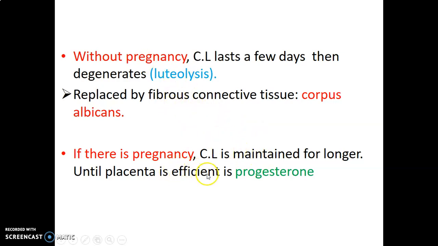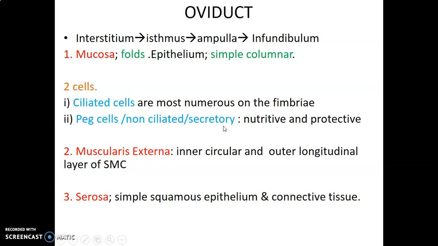So then we go to the oviduct or fallopian tube. It has parts. So we have the intramural part close to the uterus, then the isthmus, which is the narrowest portion, the ampulla, which is the site of fertilization, and the infundibulum close to the ovaries. The infundibulum contains the fimbriae, which pick up the ovum during ovulation.